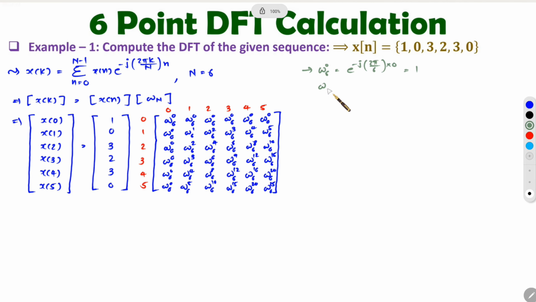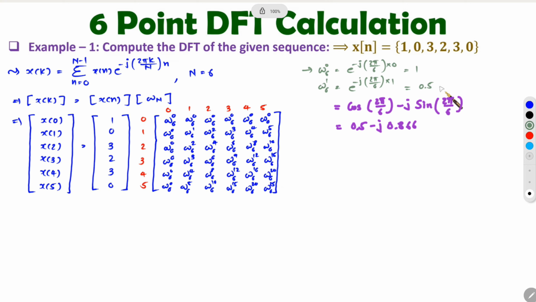Likewise, if you calculate W6 to the power 1, then that will be e to the power minus j 2 pi by 6. And here we need to multiply 1 with the power. So this will be cos of 2 pi by 6, meaning cos of pi by 3, minus j sine of pi by 3, and that will be 0.5 minus j 0.866.